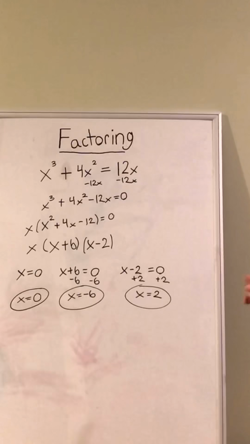Now you have x minus 2 equals 0, so you'll obviously have to add 2 to both sides, and you'll get x equals 2, which again, you can plug back into the equation, and it will equal out to 0. So that is how to solve x cubed plus 4x squared equals 12x through factoring.